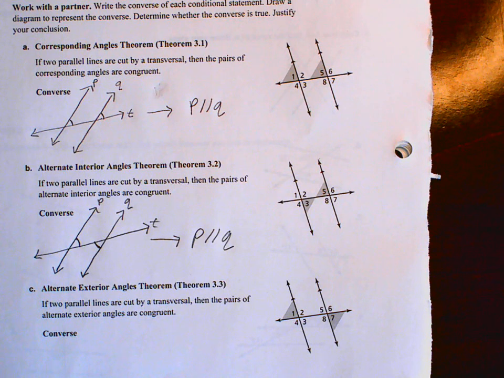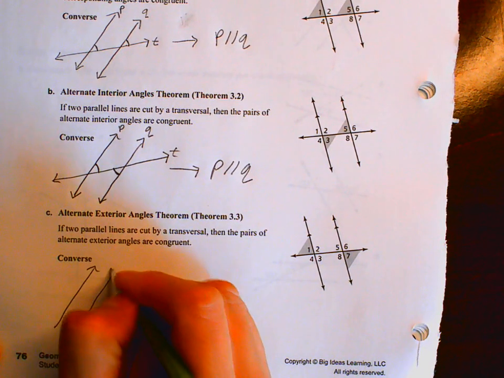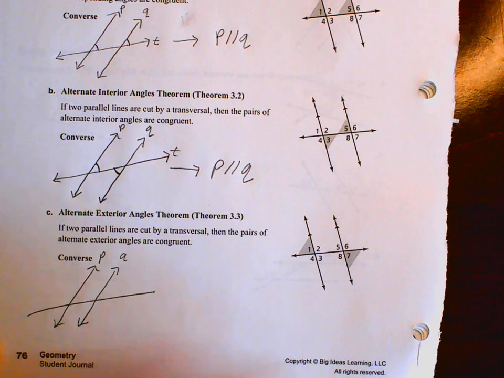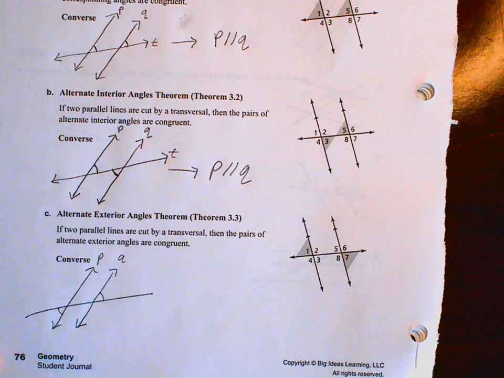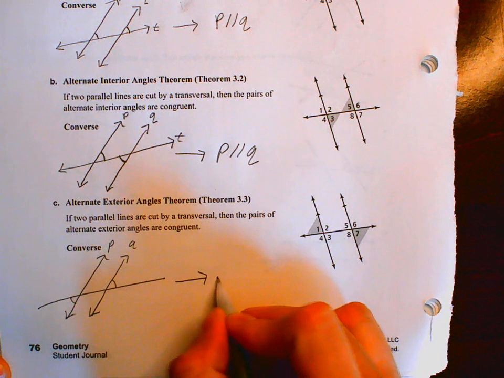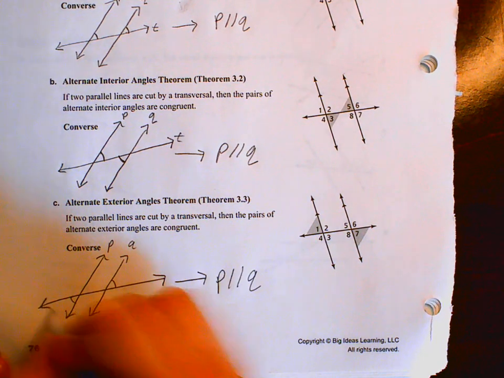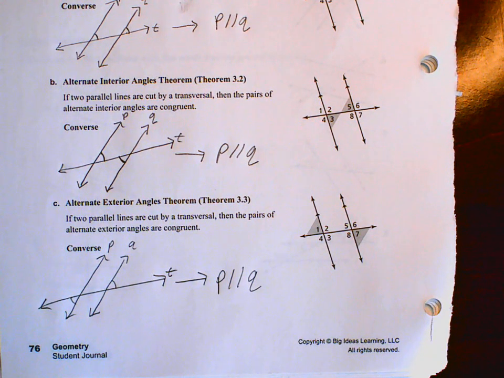And we're going to go over these in just a bit. Now, similarly, if you have a set of lines called P and Q cut by a transversal and the pair of alternate exterior angles are congruent, that is going to imply that the lines are going to be parallel. So it's working pretty much backwards.